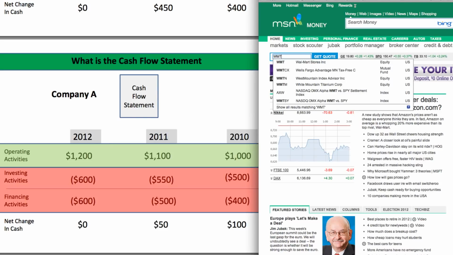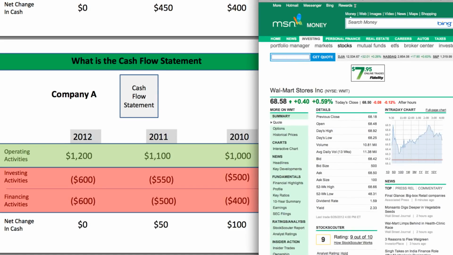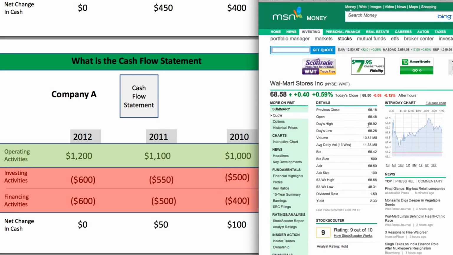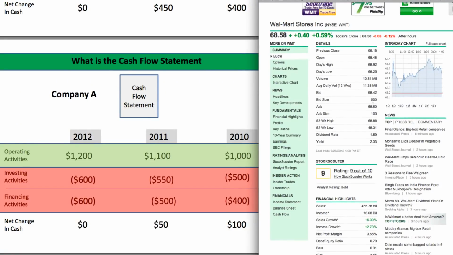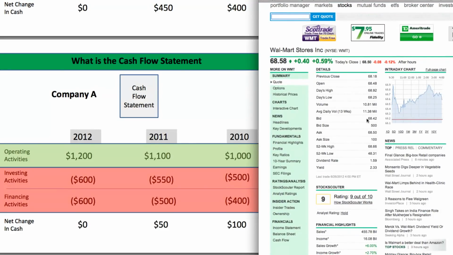Just so you know, I'm on MSN Money, and I'm pulling up Walmart, whose ticker is WMT, and I'm going to hit enter. You can see it brings up all the different information for Walmart. Now remember, all these numbers that you're seeing generated onto this page are all extracted from the income statement, the balance sheet, and the cash flow statement.